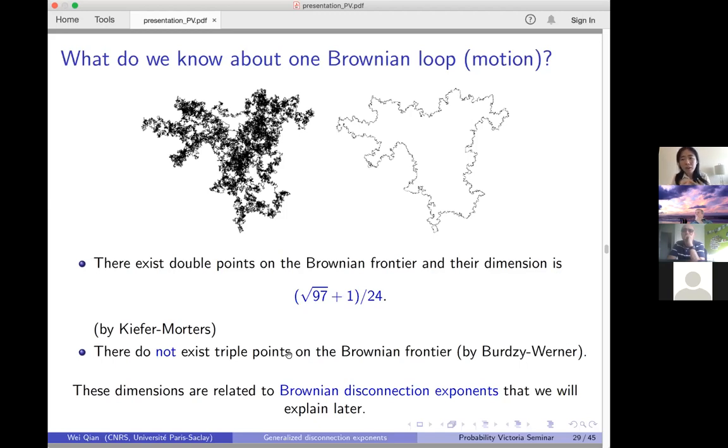So in our work, we will also use SLE techniques and introduce a more generalized notion of disconnection exponents, which will be adapted to compute these sets for the Brownian loop soup.